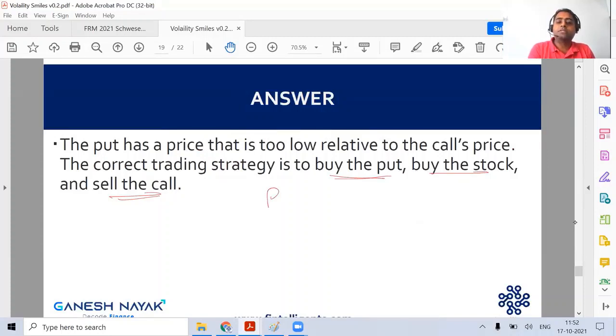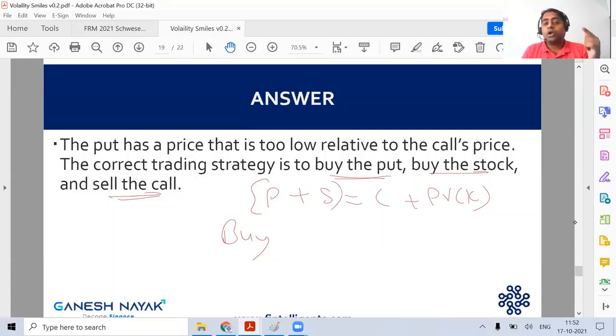Why are they referring to this? Put-call parity. So when your put volatility is low, it should ideally have been 30, or in between, basically. It is very low, so ideally it will increase. Right? Ideally it will increase. So you should buy the put side. That means this side. And the call side is very high. So when we talk about arbitrage, when the volatility is very high, it will ideally come down. So you will sell this side.